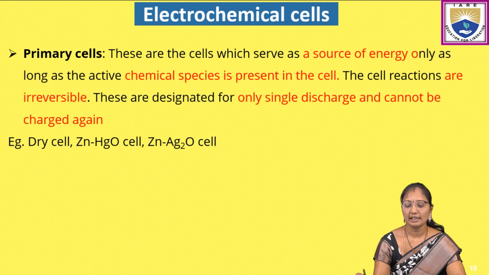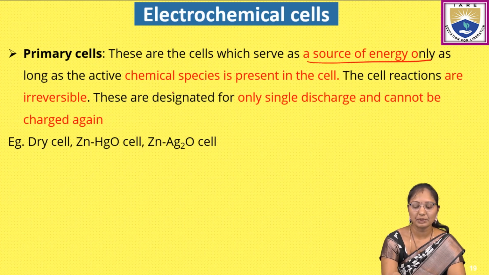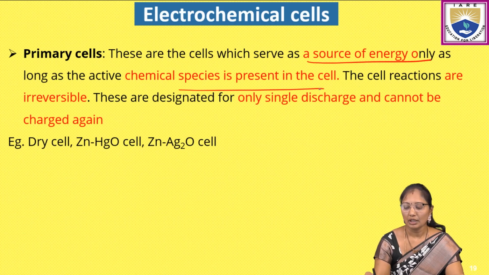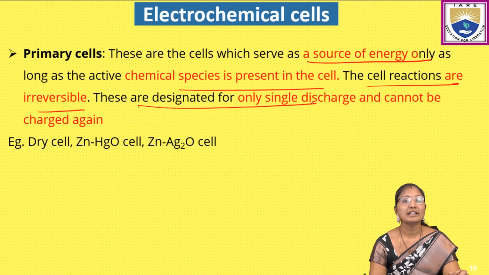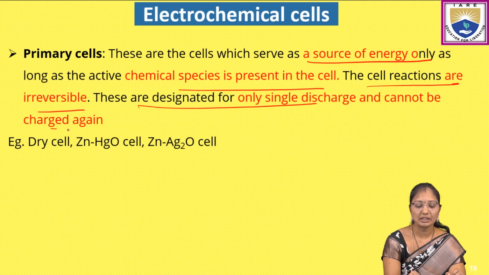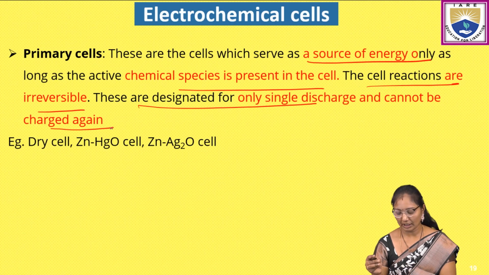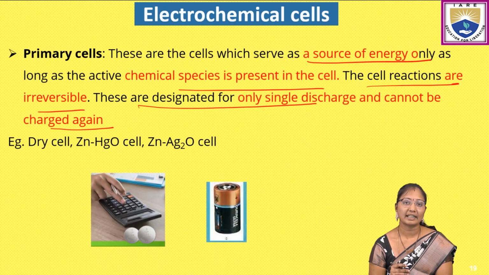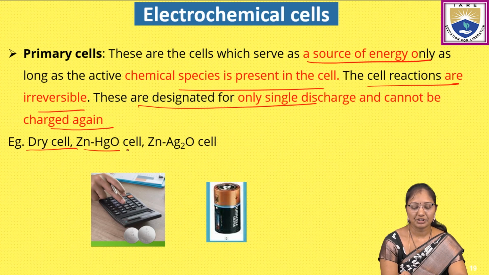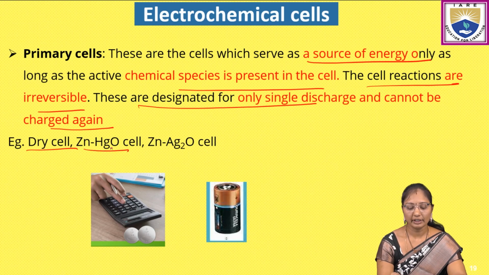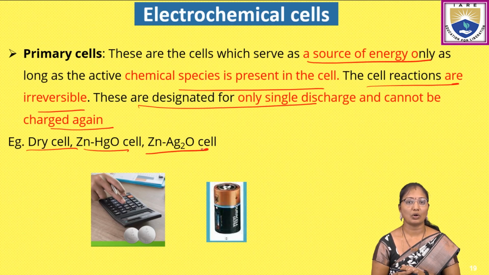So these are the cells which act as a source of energy only as long as the chemical species present in the cell are active. So the cell reactions are irreversible. Then these are designed for only single discharge and cannot be charged again. So the batteries which we are using for a single purpose come under the category of these primary cells. Example, dry cell, zinc mercuric oxide and zinc silver oxide.